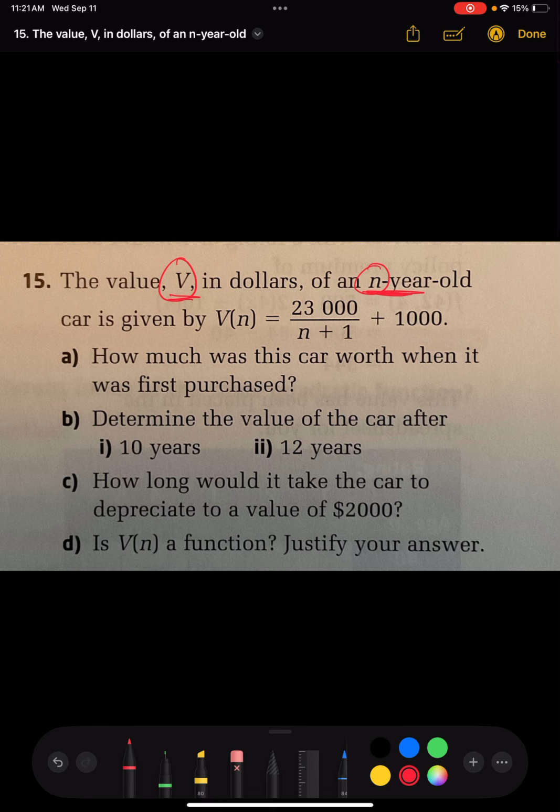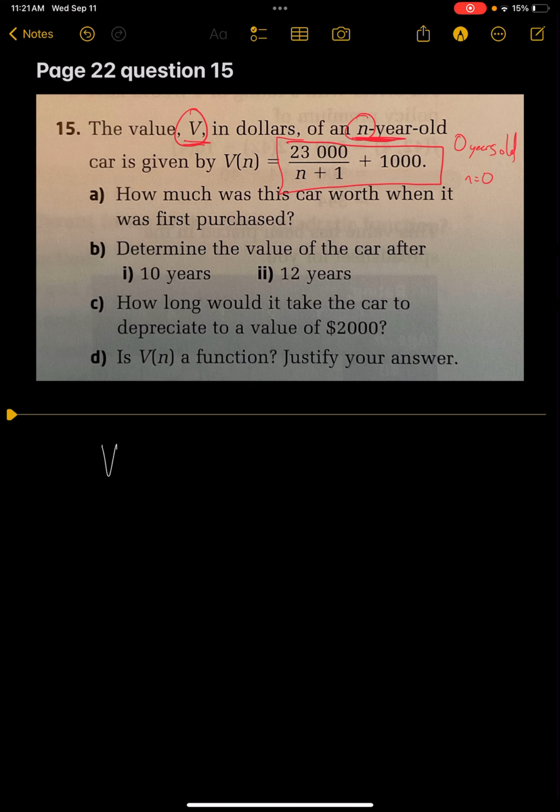How much was this car worth when it was first purchased? Well, when it was first purchased, it was 0 years old. So N equals 0. It's pretty simple and straightforward. So V, we're going to find the value at N equals 0. What's that? 23,000 divided by 0 plus 1, plus 1,000. And that's equal to 24,000.